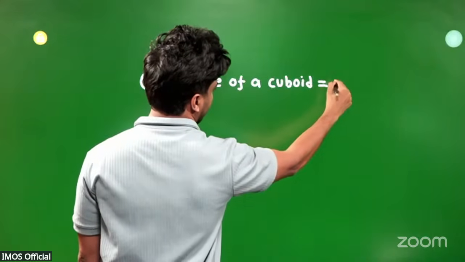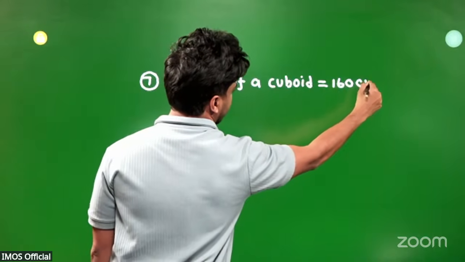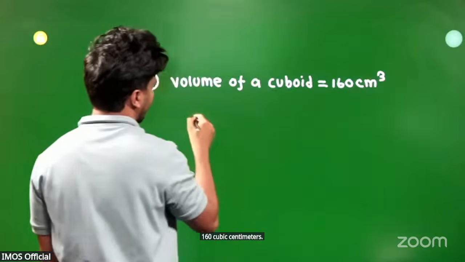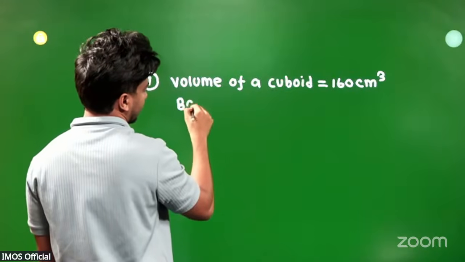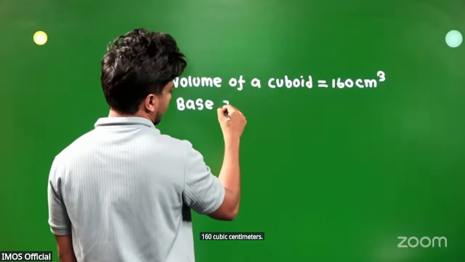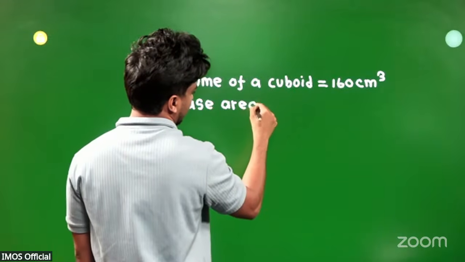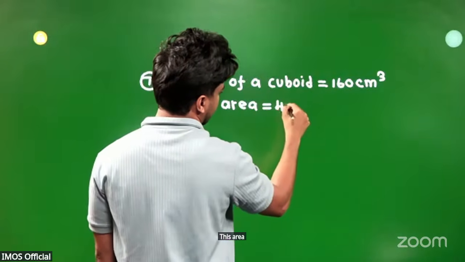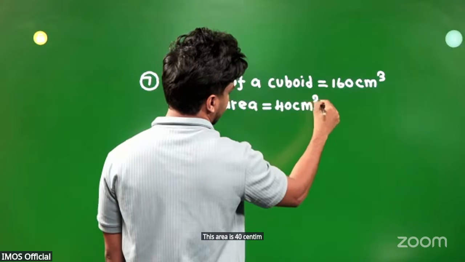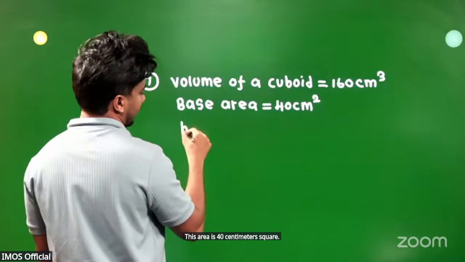Volume of a cuboid is 160 cubic centimeters. Base area is 40 centimeters square. Find the height.